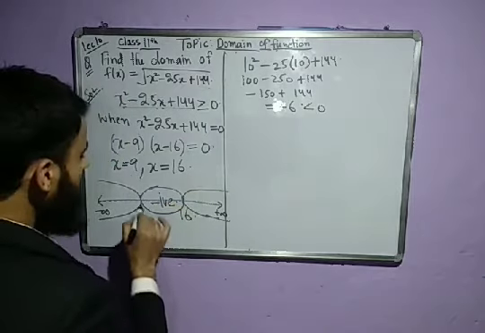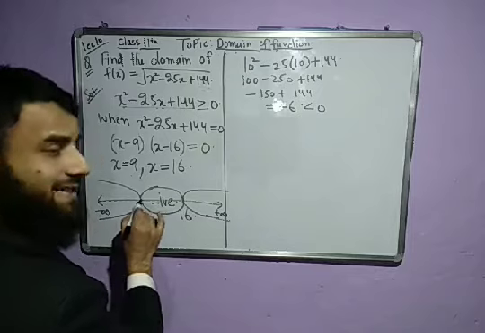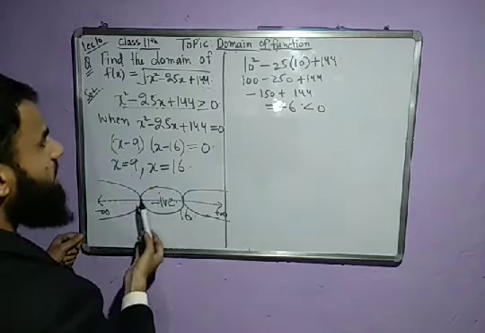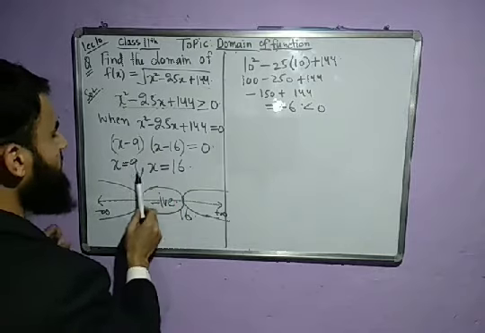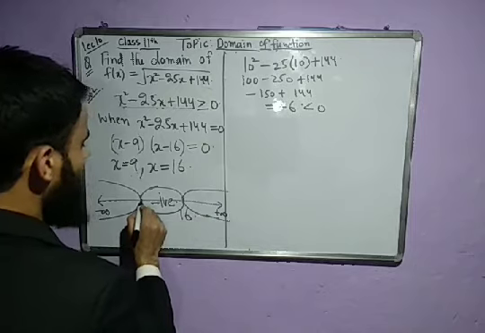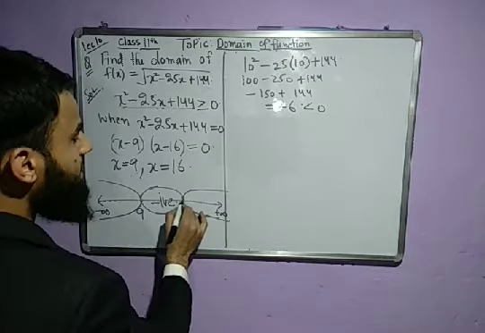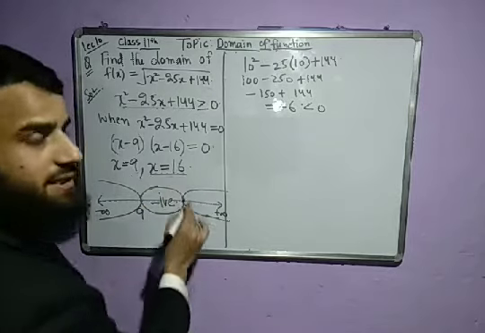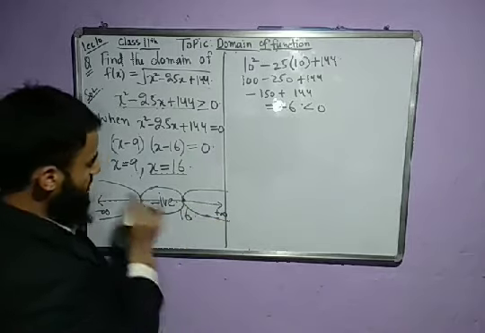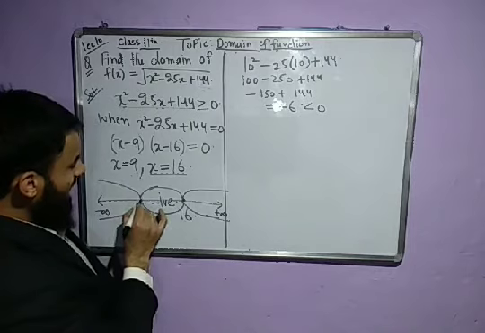Okay, let us check for 9. Can I take 9 as the domain? Let us check it. When I put x is equal to 9, I will get the value 0, which is valid. It means I can take x is equal to 9. Can I take x is equal to 16? Yes, because when I put x is equal to 16, this becomes 0, so therefore I can take it. Now let us check for these 2 points. Let us suppose I will take x is equal to 0.